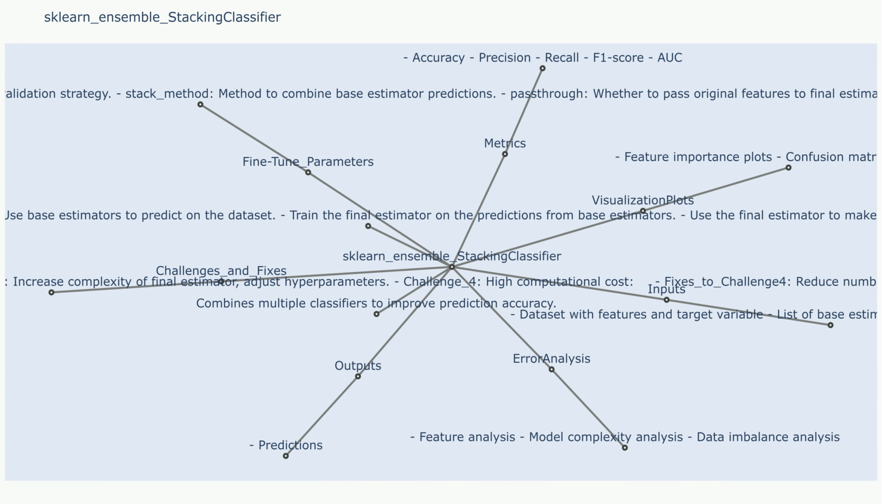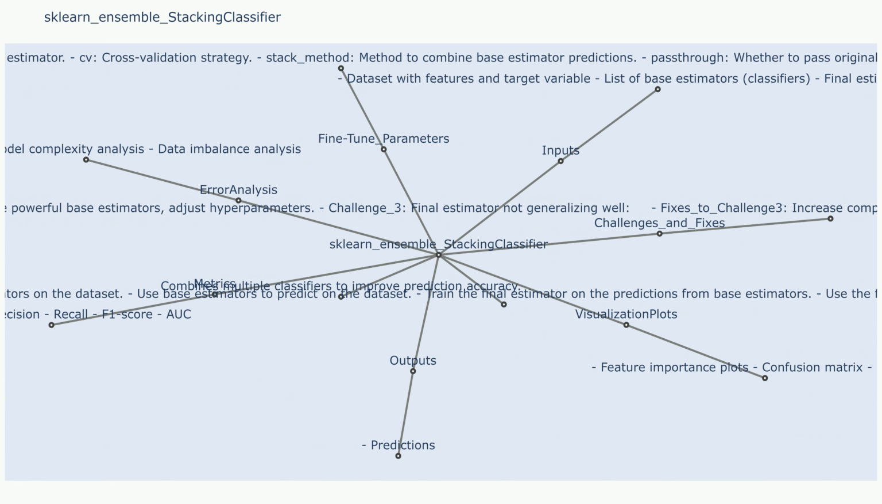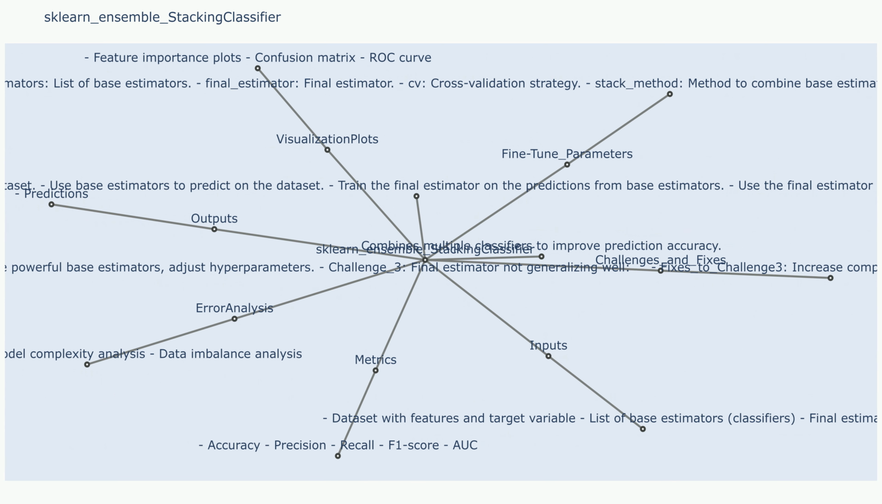Challenges and fixes. Challenge 1: Overfitting to base estimator predictions. Sample use case: a stacking model might overfit to the predictions of a single strong base estimator, leading to poor generalization on unseen data. Fixes. Use cross-validation during meta estimator training to prevent overfitting. Regularize the final estimator to reduce its complexity. Experiment with different base estimators and their hyperparameters.